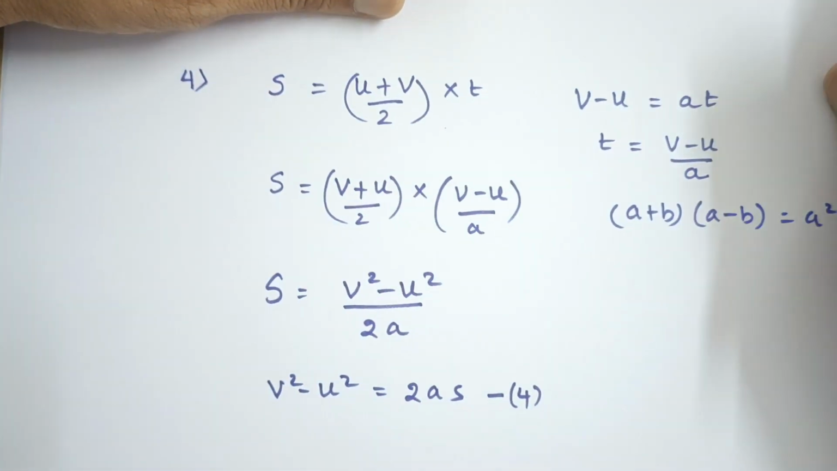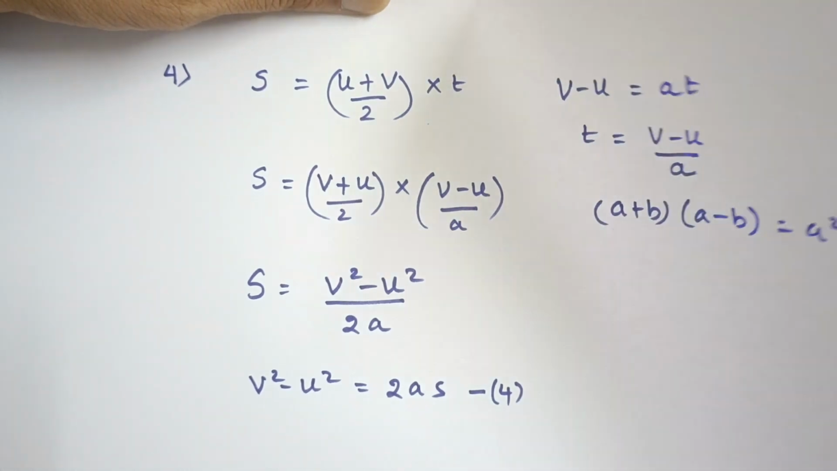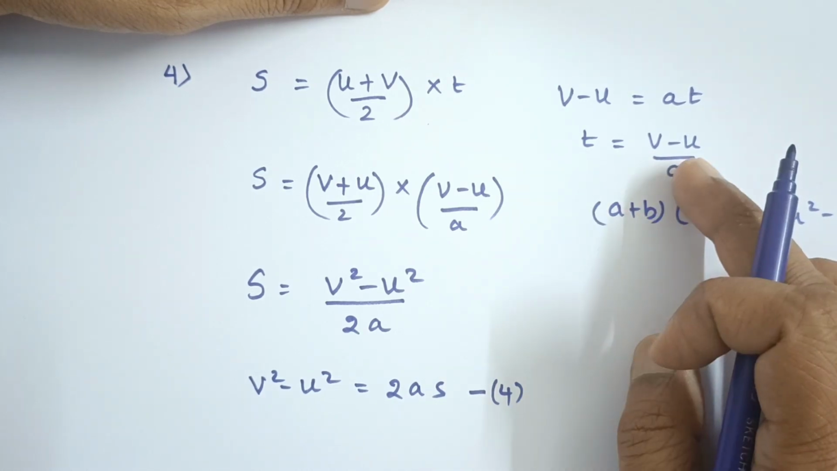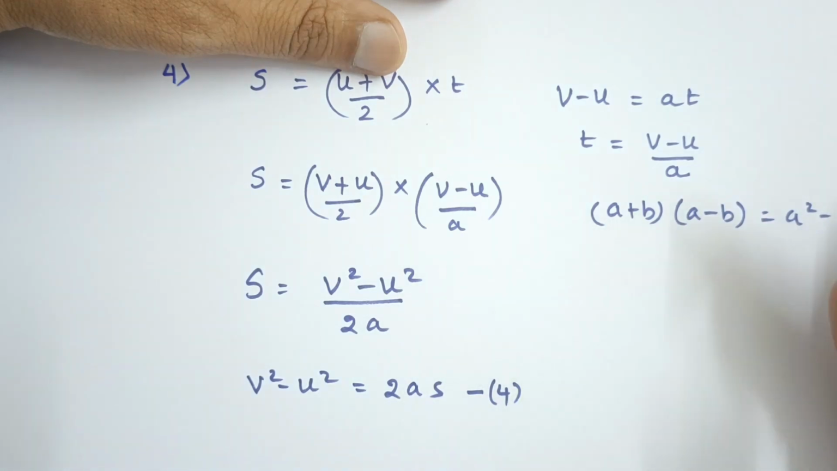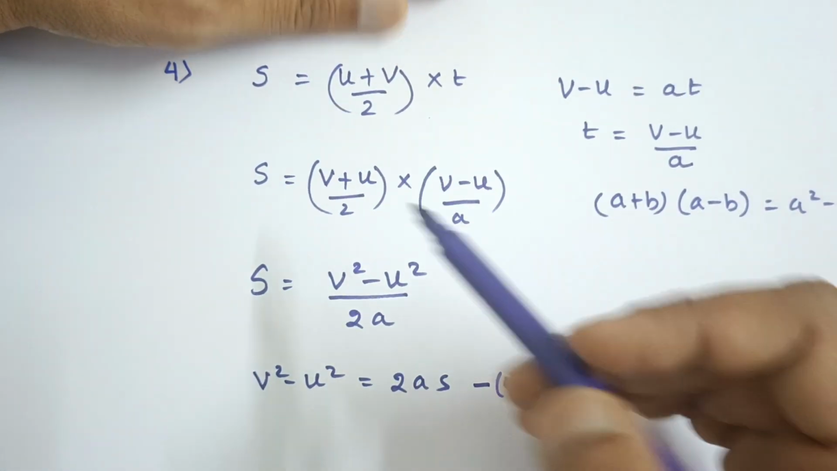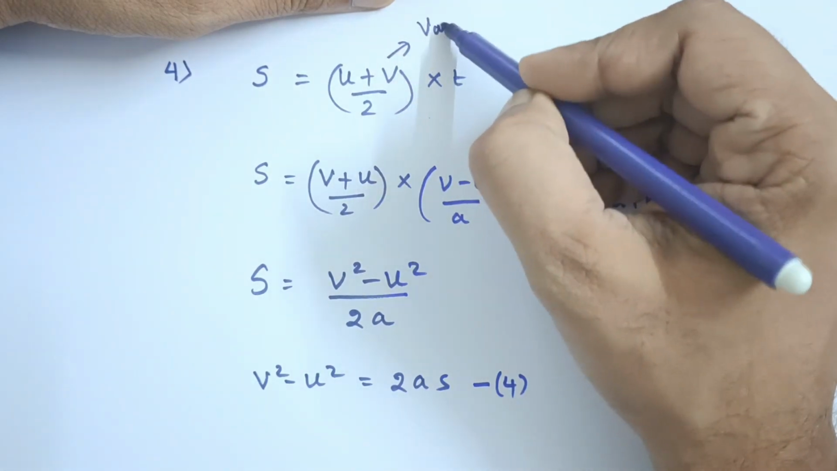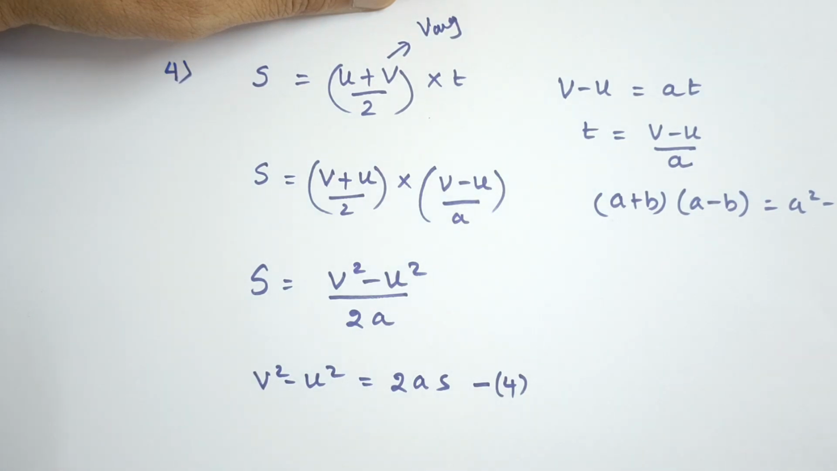So the last equation which is remaining is the distance traveled by the body in nth second. So the first equation was v minus u is equal to at. The second equation was s is equal to ut plus half at square. The third equation, s is equal to u plus v by 2, where this part is the v average, times t, and the fourth equation is of course this one.